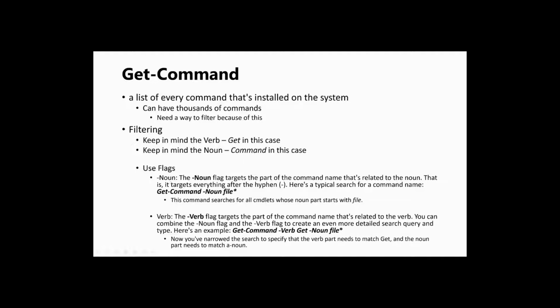Okay? So the flags you can use to filter are either -Noun or -Verb. In this example, the -Noun flag targets the part of the command name that's related to the noun. That is, it targets everything after the hyphen. So here's an example. Get-Command -Noun, and the noun I'm going to look for is file. If I want to see all of the cmdlets that I can run to work with files, I can run this.